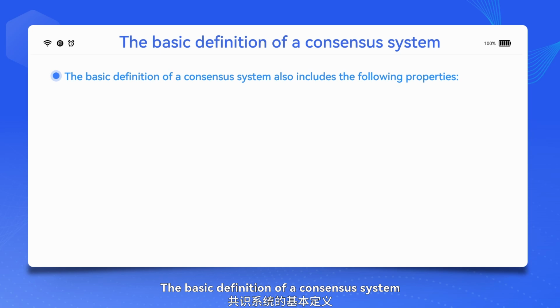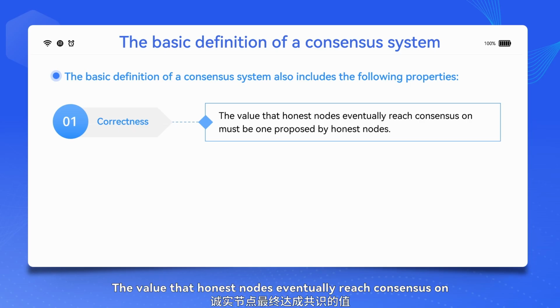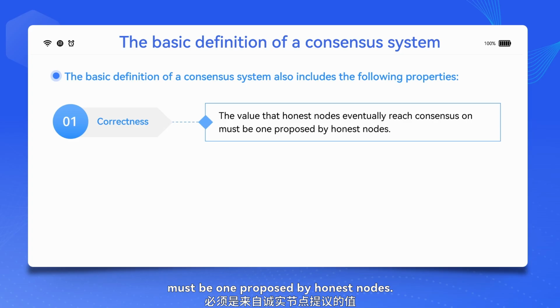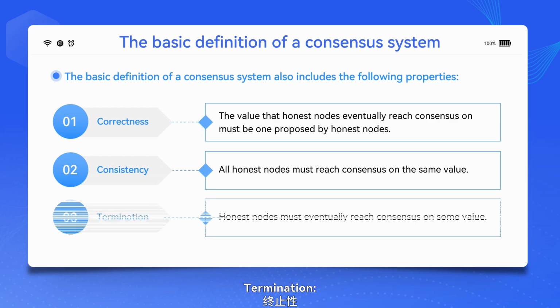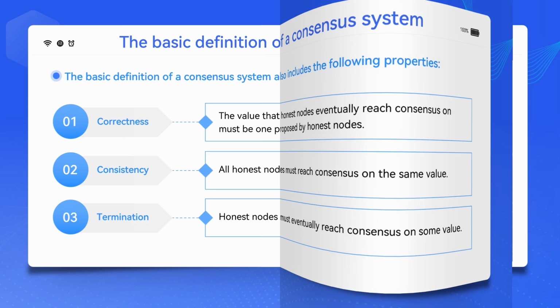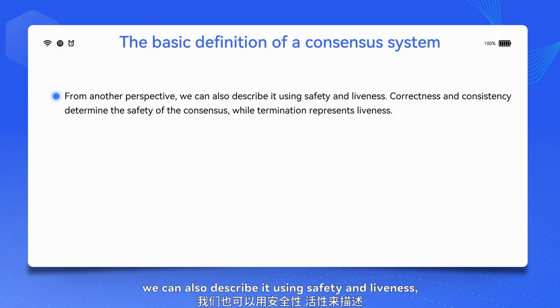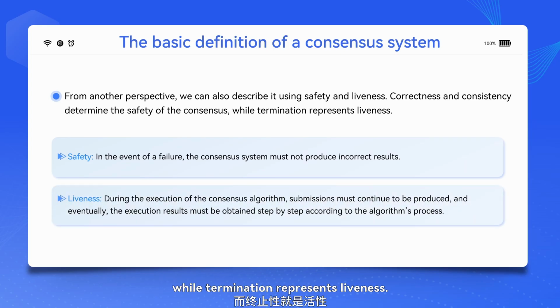The basic definition of a consensus system also includes the following properties. Correctness. The value that honest nodes eventually reach consensus on must be one proposed by honest nodes. Consistency. All honest nodes must reach consensus on the same value. Termination. Honest nodes must eventually reach consensus on some value. From another perspective, we can also describe it using safety and liveness, where correctness and consistency determine the safety of the consensus, while termination represents liveness.